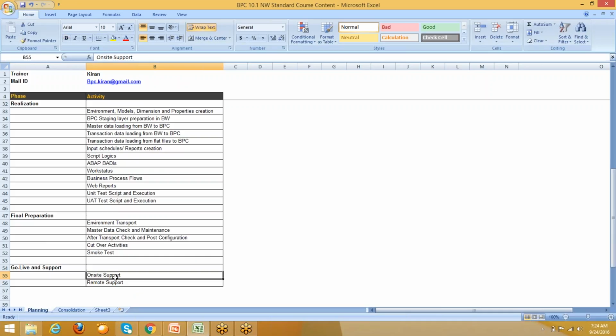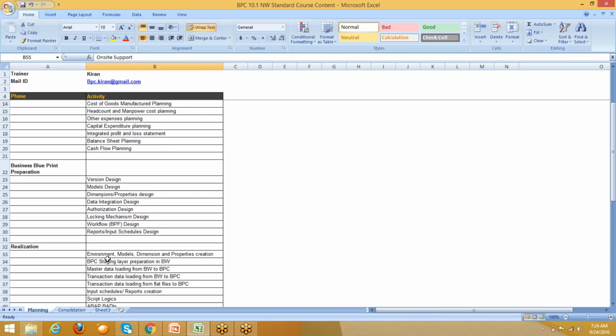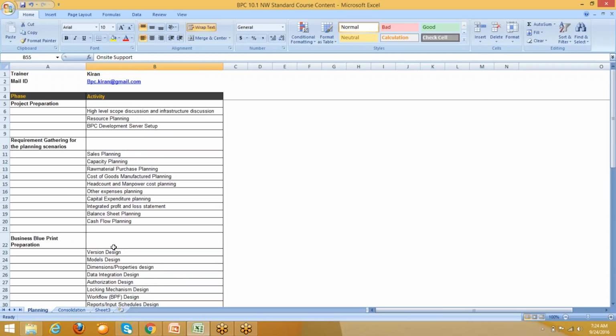So go live support. After implementation, after go live, how many months or how many weeks of go live support you plan, whether online support is planned, remote support is planned, how to plan online support, how to plan remote support. This is all planning side we are going to discuss.